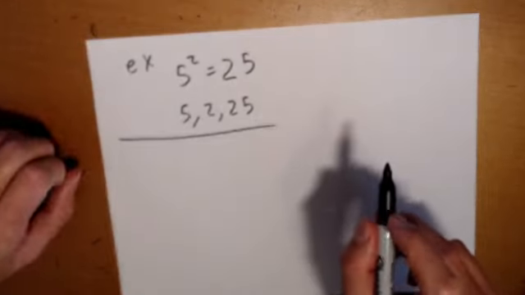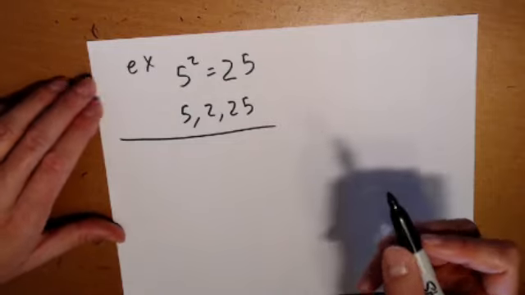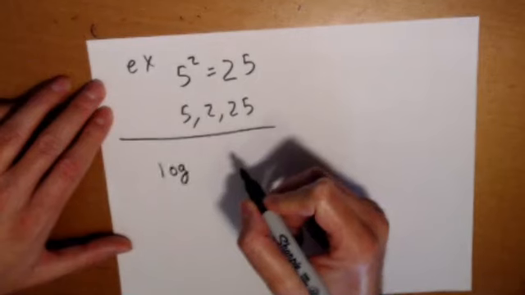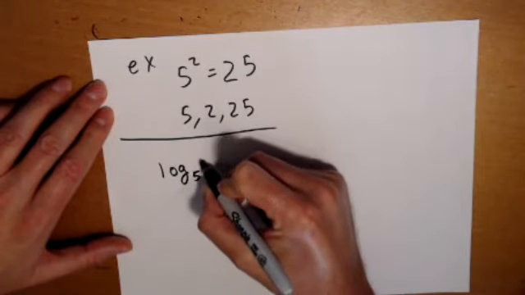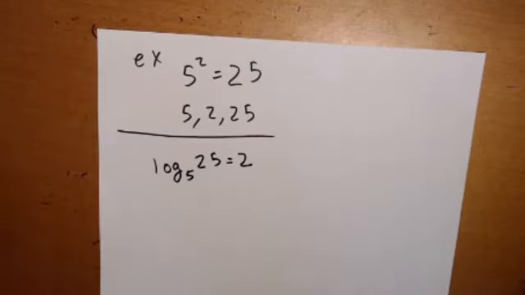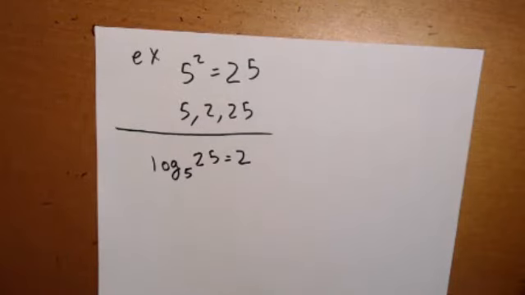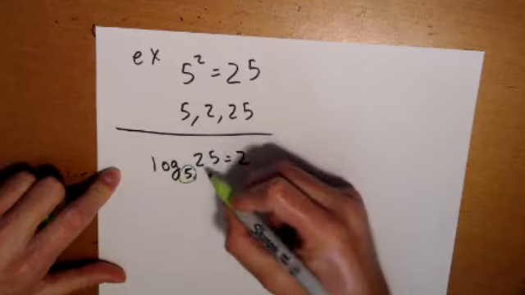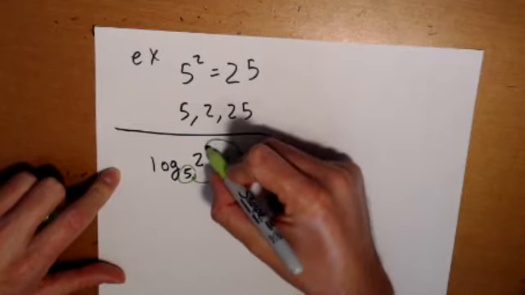And now in this section, they introduce this thing called a logarithm, log for short. And then they say this, log, and it has a base, 25 equals 2. What the? So notice 5, 2, and 25. The way I like to think about it is 5, the base, to that, 5 squared, is 25.